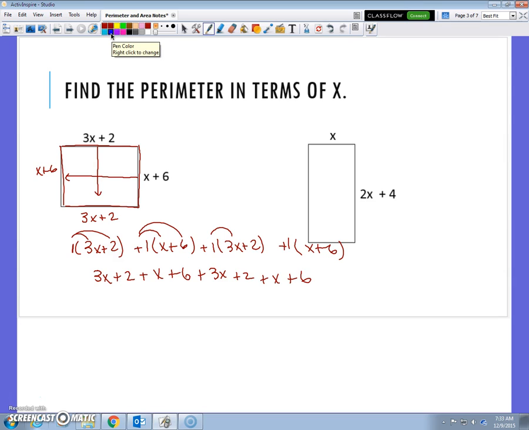I need to make sure that I'm combining the ones that are like. So what I can do is I can combine any of the x's together that I see, and I can combine any of the numbers together that I see. All right, let's just take a look here. I have 3, 4, 5, 6, 7, 8 x's total. And I have 2, 8, 10, 16. It's a positive 16, so I put plus 16. So my total perimeter would be 8x plus 16.